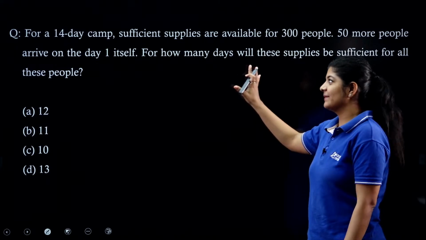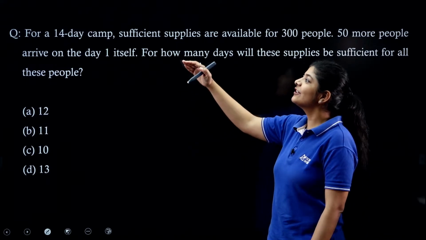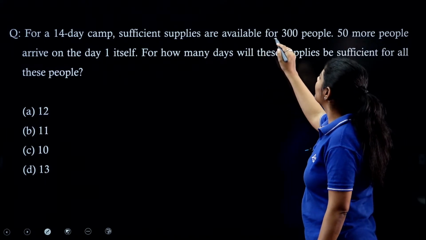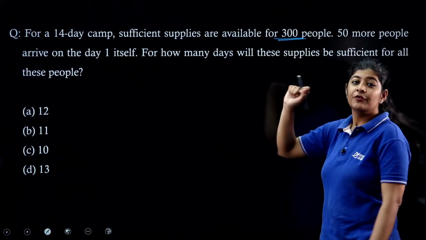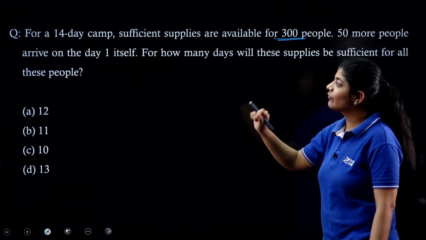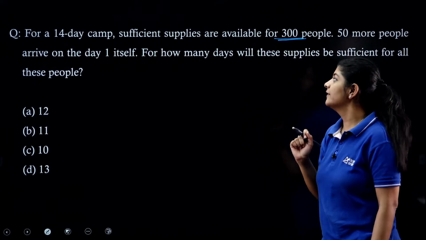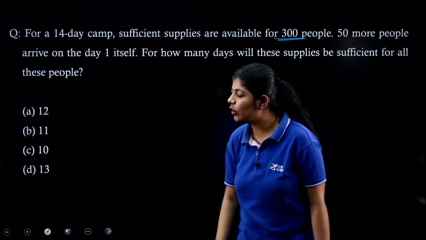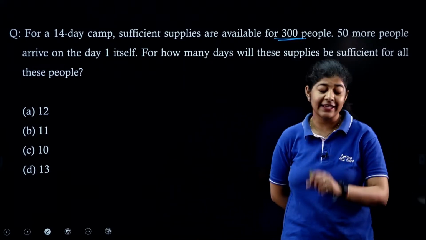This is a very simple question. The question says that for a 14-day camp, sufficient supplies are available for 300 people. 50 more people arrived on day 1 itself. For how many days will these supplies be sufficient for all these people? This is a very simple one.